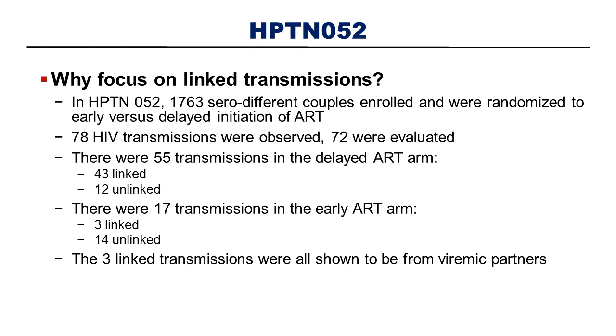And in the course of the study, there were 78 transmissions, 55 in the delayed arm and 17 in the early arm. But the important data I want you to look at here is the number of linked infections. In the delayed arm, there were 43 linked infections, and in the early antiretroviral therapy arm, there were 3 linked infections. Subsequently, the study team has gone back and analyzed those 3 linked infections to be able to show that they came from viremic partners.